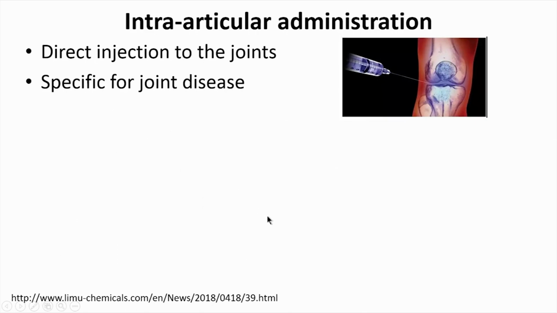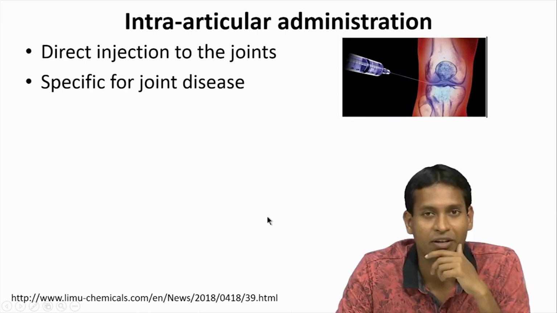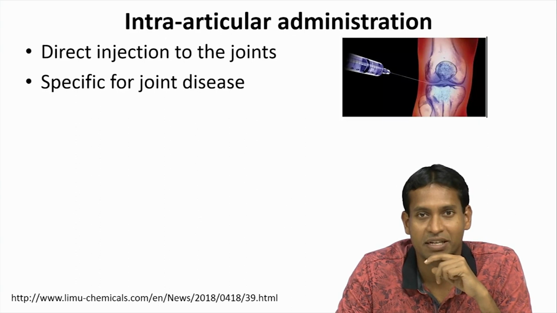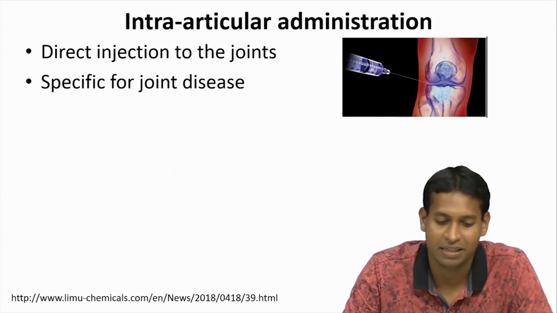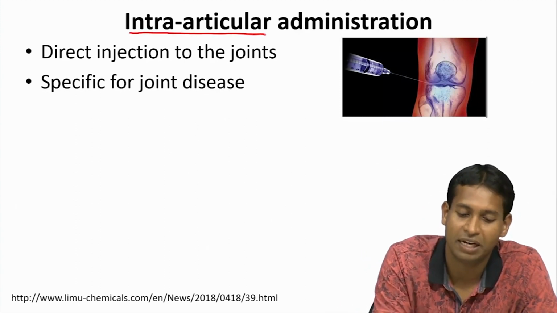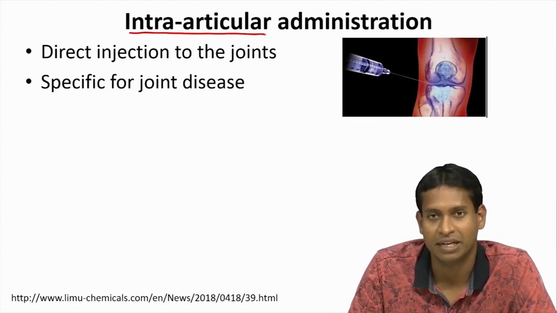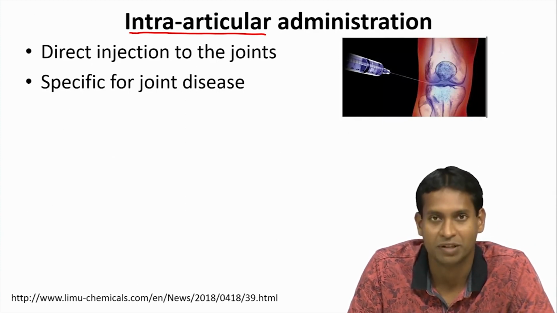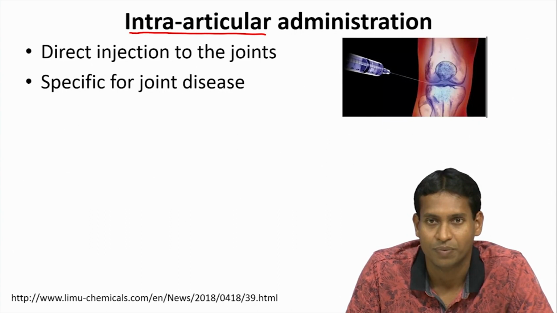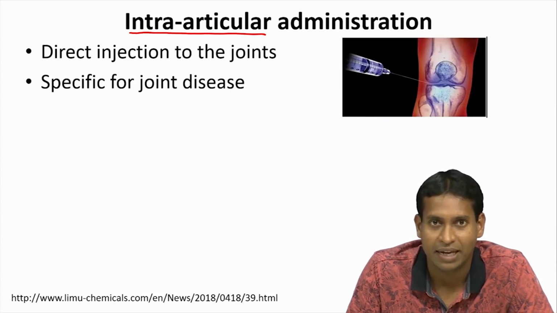Okay. So, let us talk further about different routes. Today we are going to talk about another mechanism, which is intra-articular administration, and as the name suggests, this is injection into the articular joints. So, knee joint is one of the articular joints which is one of the major applications for this administration. So, you can take the injection and directly inject into the joints.